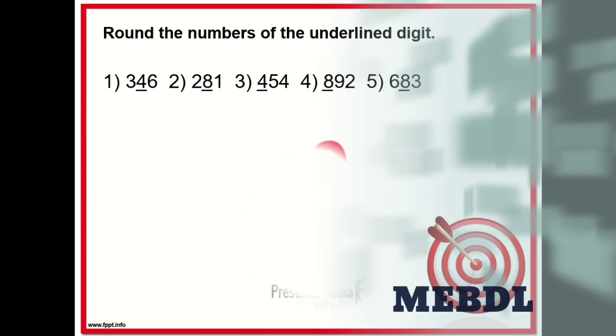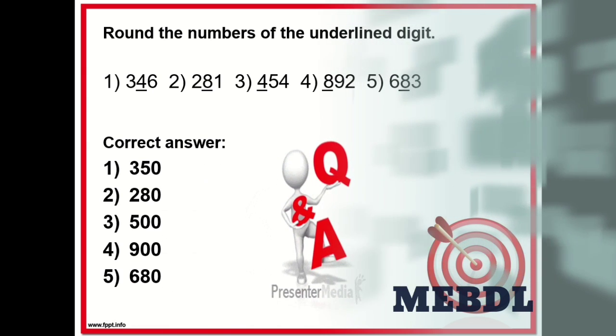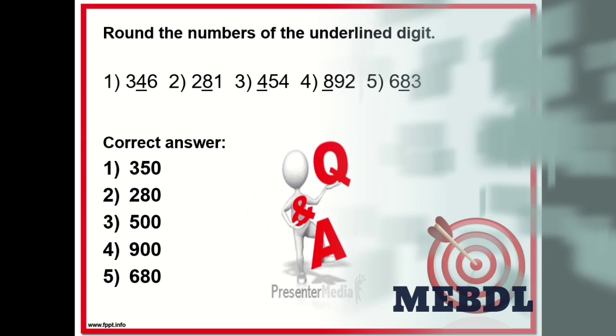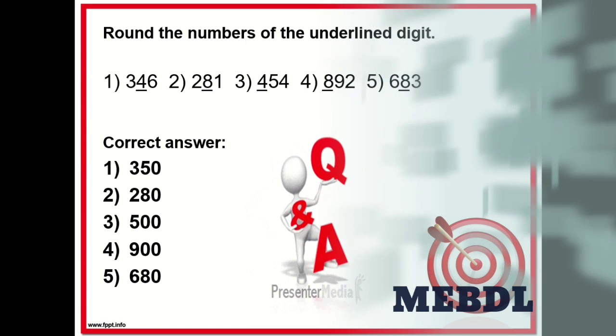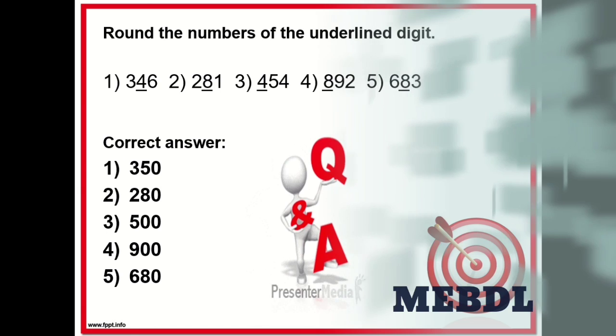Done? Okay, let's check your answers. For number 1, we have 350. Number 2, 280. Number 3, 500. Number 4, 900. And number 5, 680. If you got all of these correctly, excellent job. Congratulations.